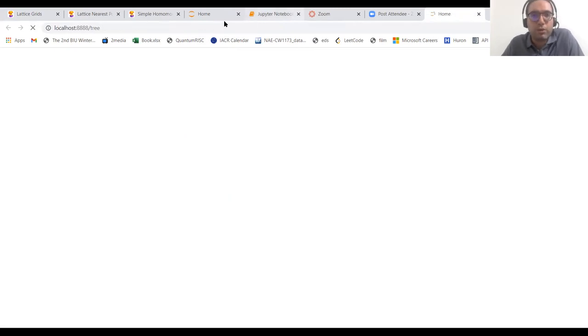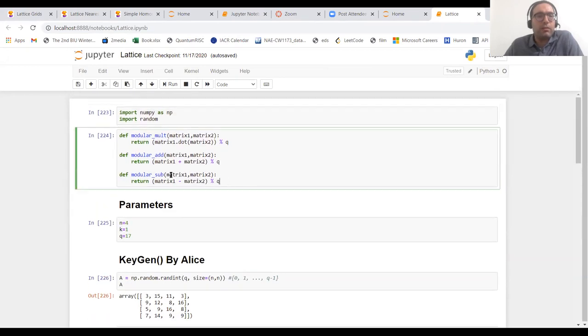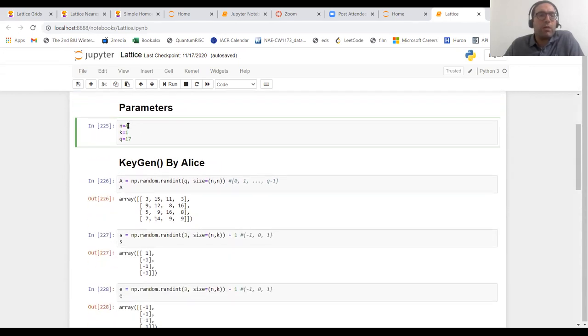Now I'm going to show the example that we discussed. You have access to this example through the canvas. Here we have these functions: the modular multiplication between two matrices, the modular add between two matrices, and also the modular subtraction. Then we can define our parameters, including N, K, and Q. We can have different values for Q, which results in larger coefficients in your crypto system.